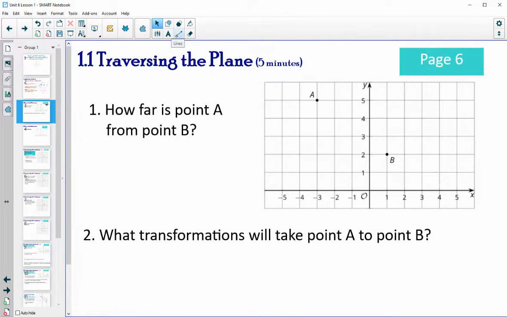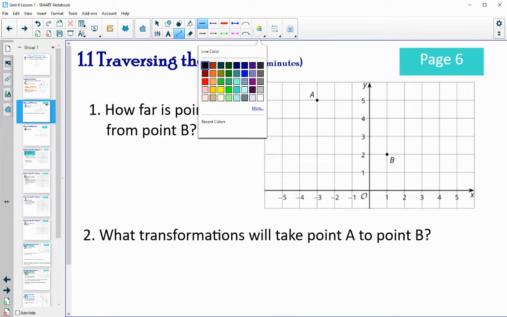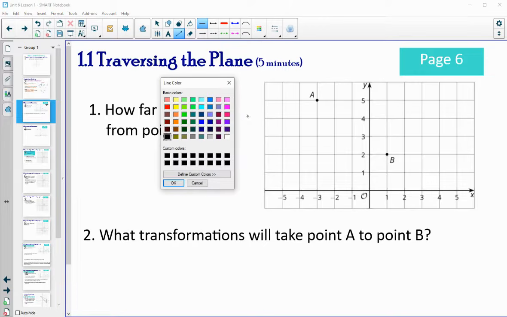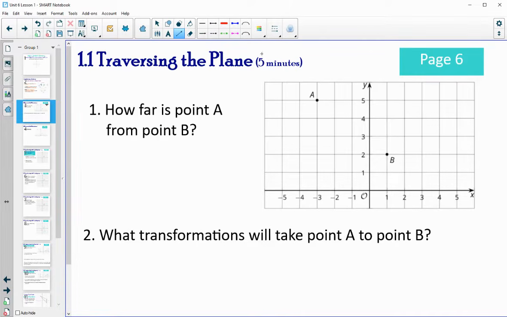So in figuring out how far point A is from point B, we can't simply just count the distance because it's a slanted segment. It's not just a horizontal or a vertical movement that we can count the units of. It's diagonal. So maybe you did some different strategies here, but probably the main one is finding this right triangle of lengths that you can count and then using the Pythagorean theorem.